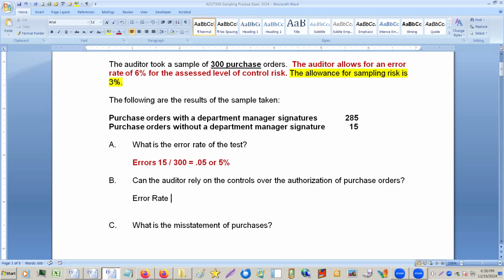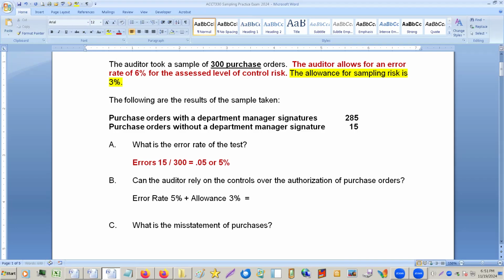We have an error rate. No, good. Yep, we cannot rely on them. Our error rate is 5%. Our allowance is, and this is for sampling risk, under the bell, we add 3 more to it.